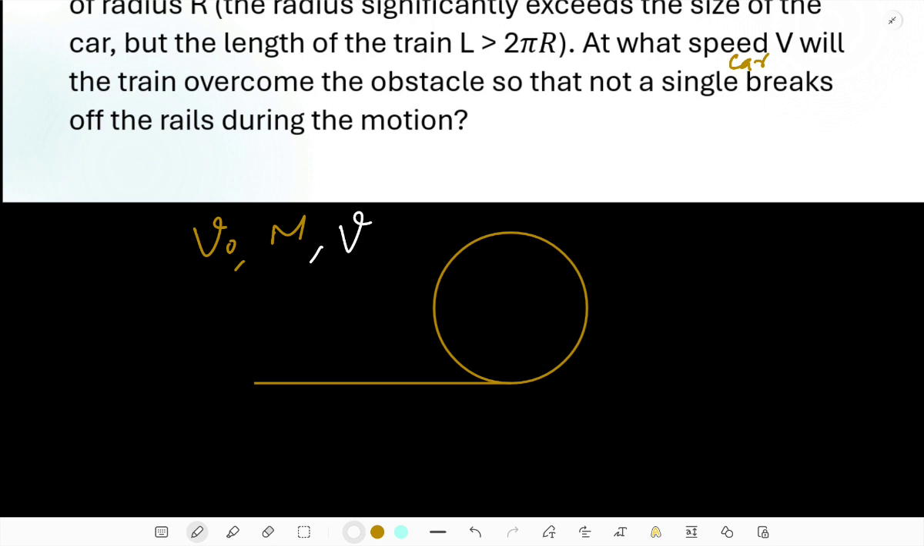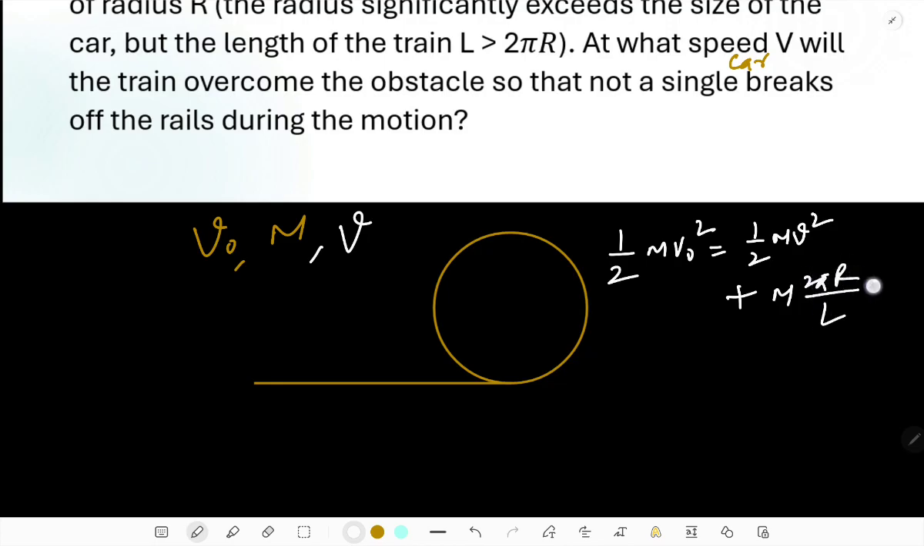So I'm going to write down the conservation of mechanical energy. And what should I write? I should write the initial kinetic energy, half m v naught square, is equal to half m v square, the kinetic energy of the train right now, plus the potential energy gained by a part of the train, though not by the whole train. The mass of the train that has occupied this loop should be m times 2 pi r divided by L, and m g.